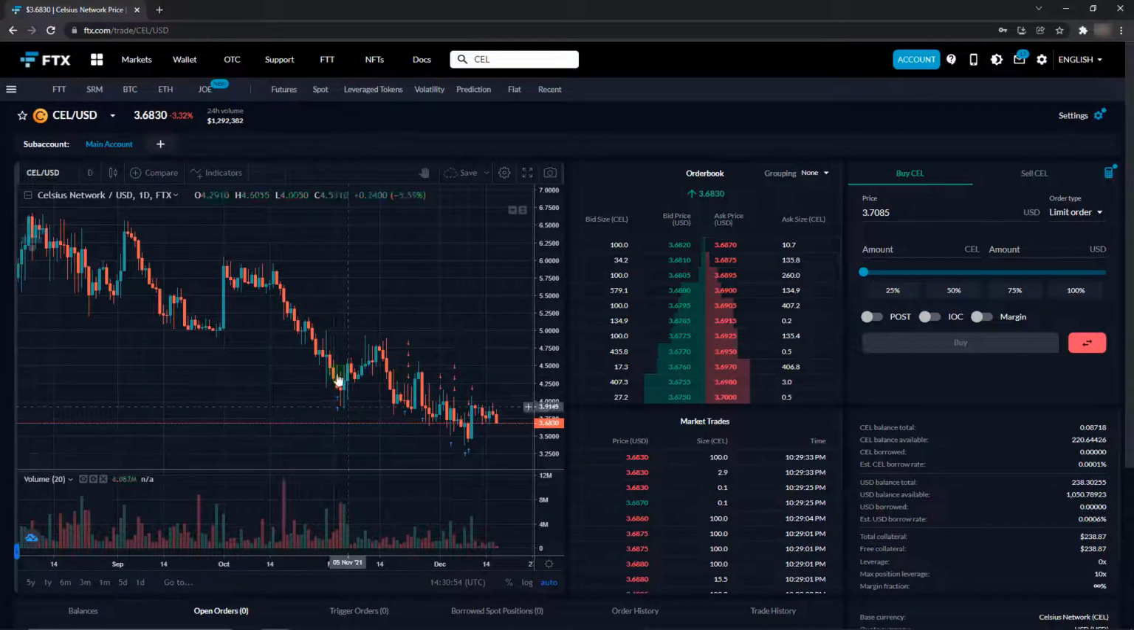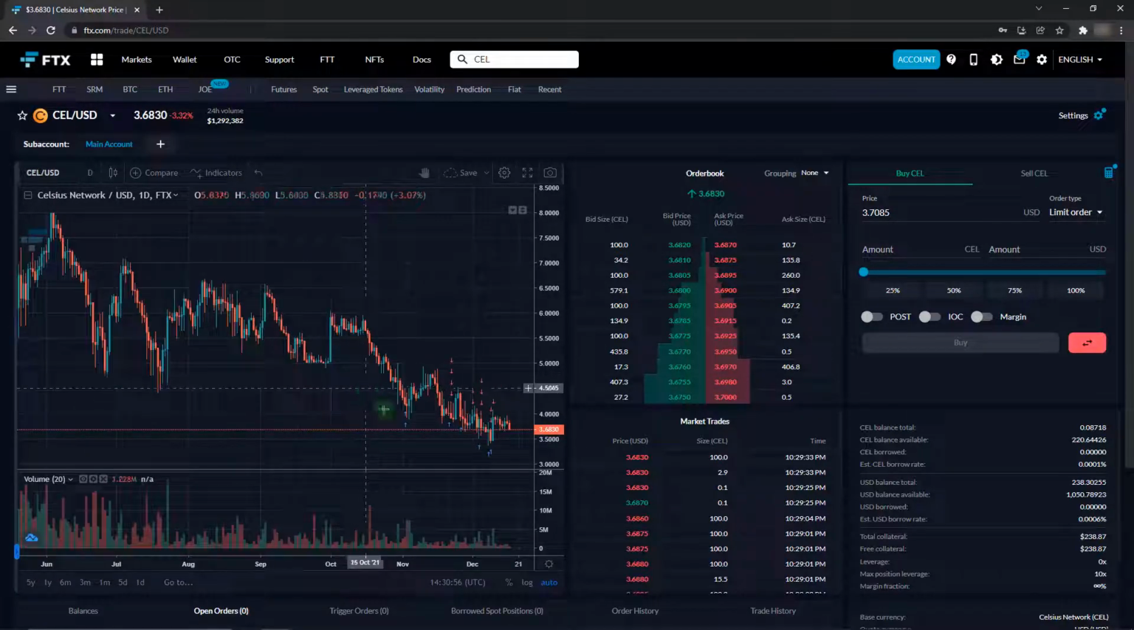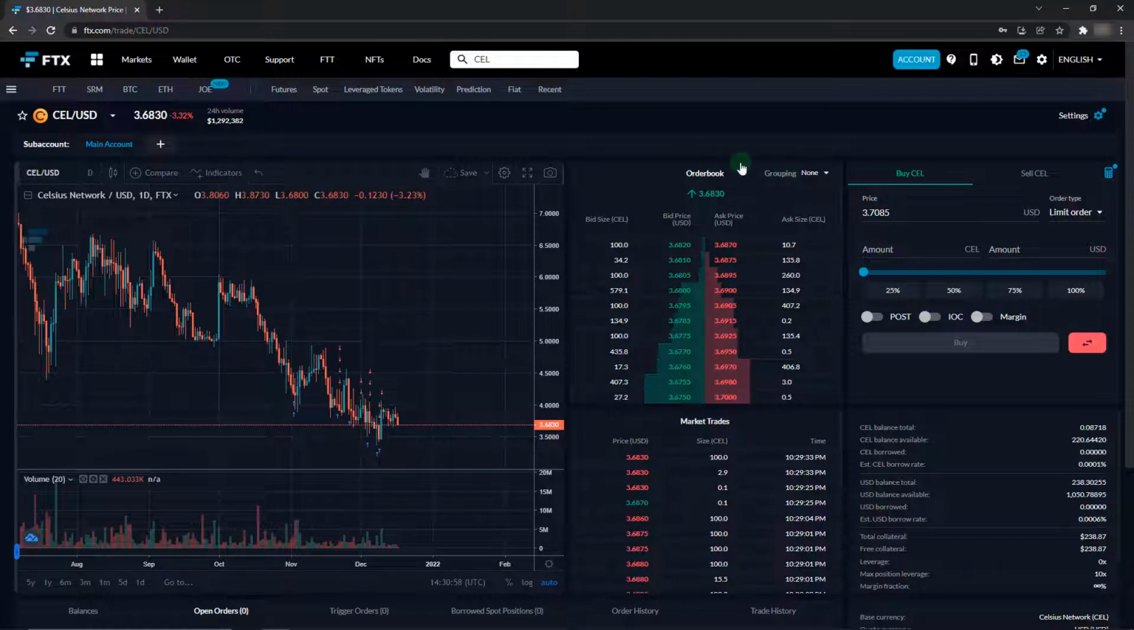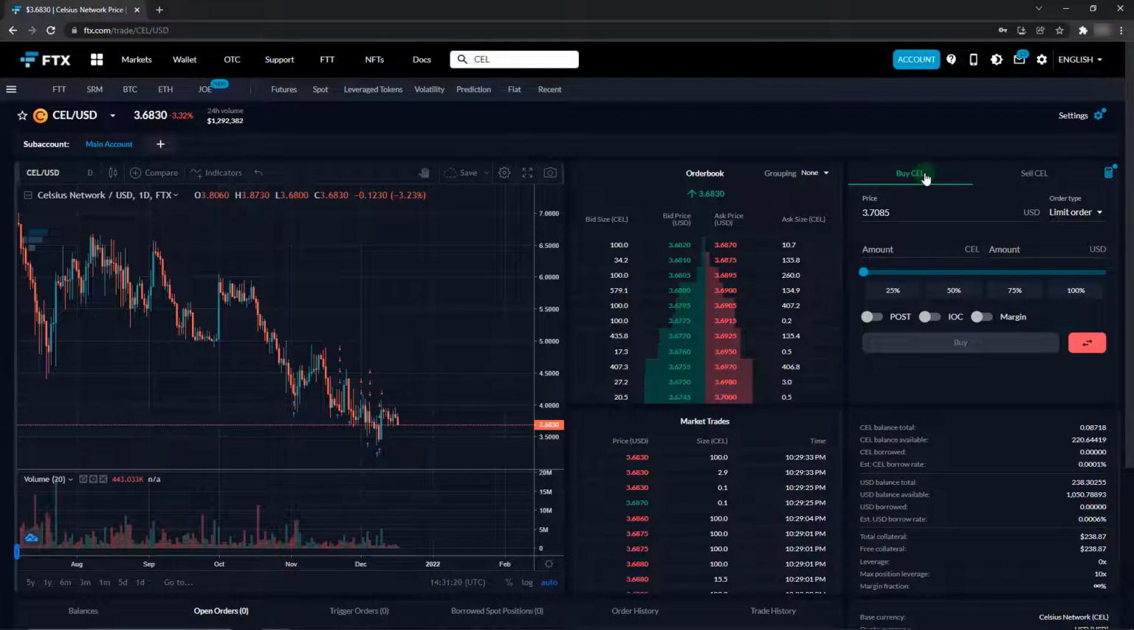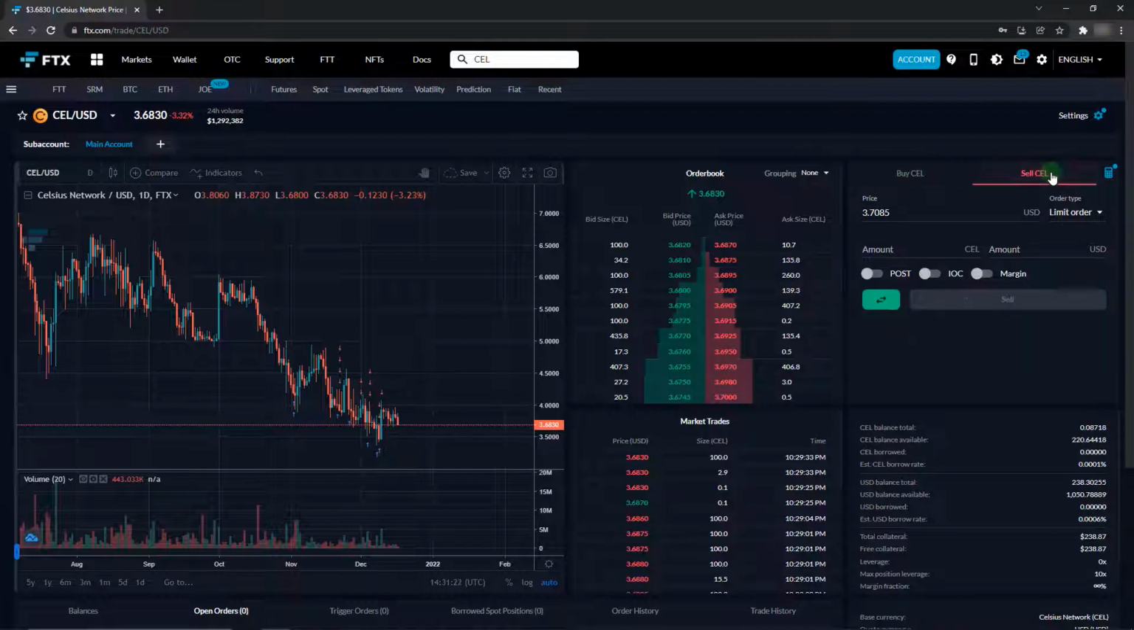So on the left side, what you can see is basically the candlestick chart. And over here, we can see the order book and the market trades. And what's going to be important for us is this window that we see over here. And over here, we can see two tabs. We have the tab for buying CEL token and we have the tab for selling CEL token.